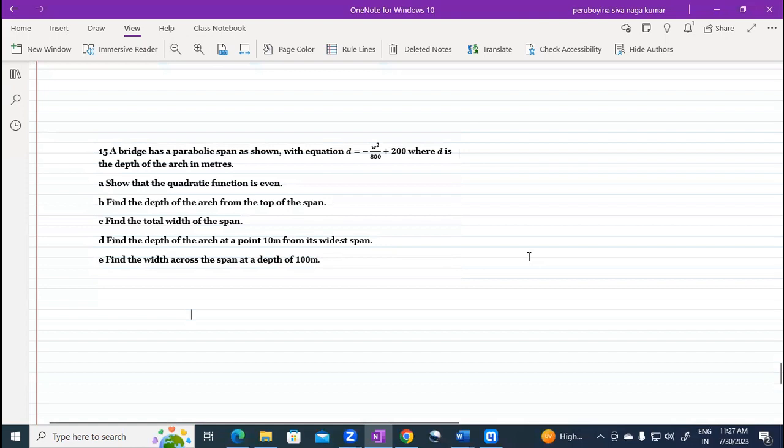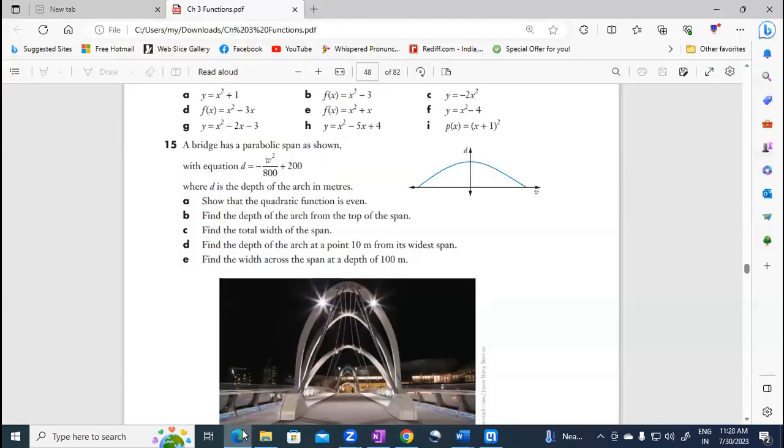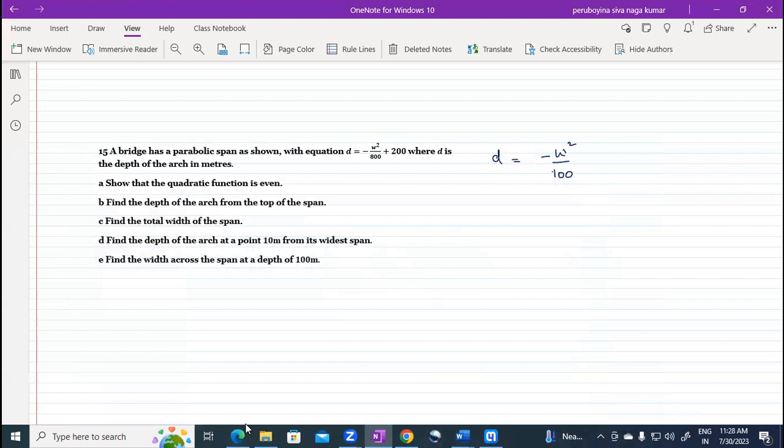First, consider the y and x values here. So the given equation is d equal to, d means depth, minus, it's a downward curve, no? So it has the quotient of w square negative by 800, plus 200. The first question is show that the quadratic function is even.